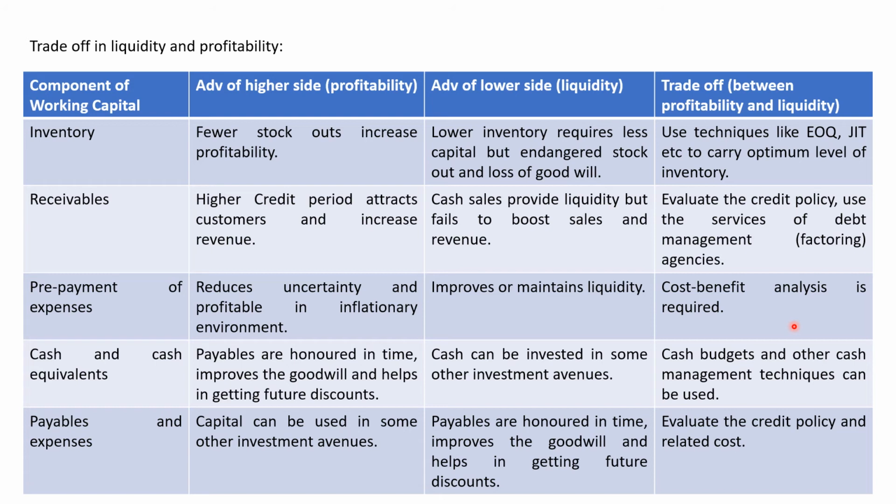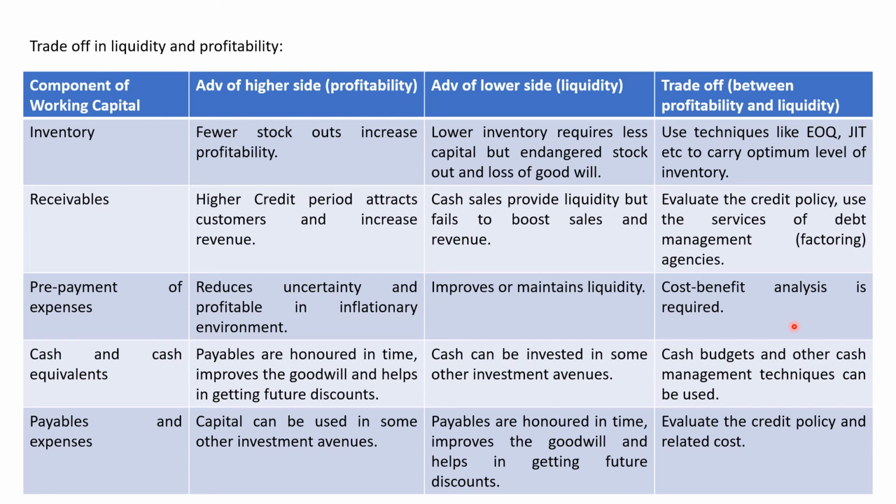And next, coming to cash and cash equivalents. See, what are the advantages on the higher side? Payables are honored in time, improves the goodwill and helps in getting future discounts. So if I am maintaining proper cash and cash equivalents, then I will be able to service my suppliers and I can get more discounts because of my timely payments. Then my cost of production will reduce.